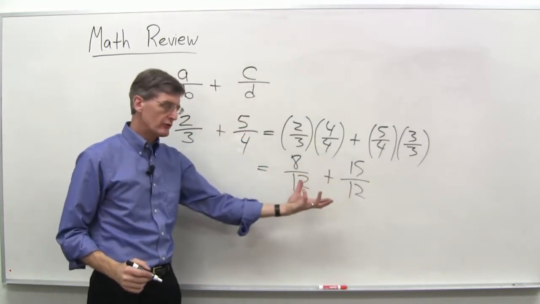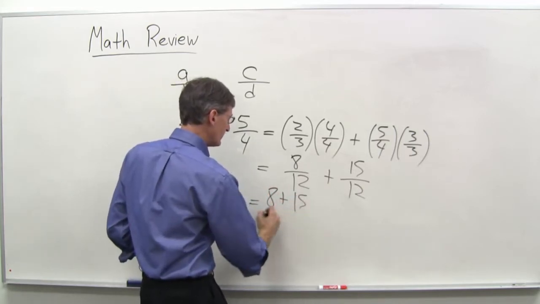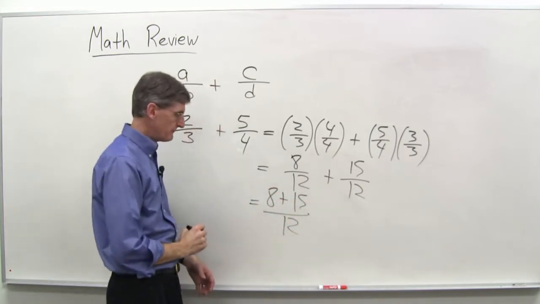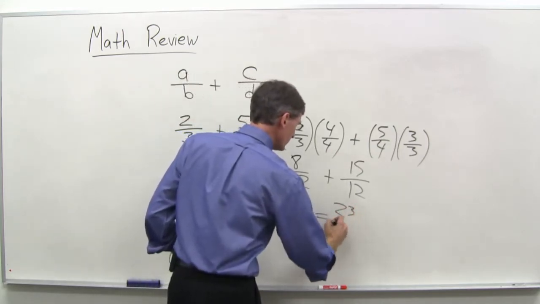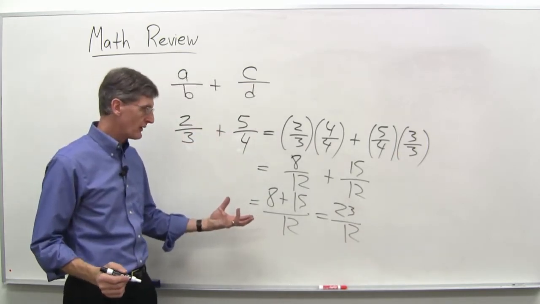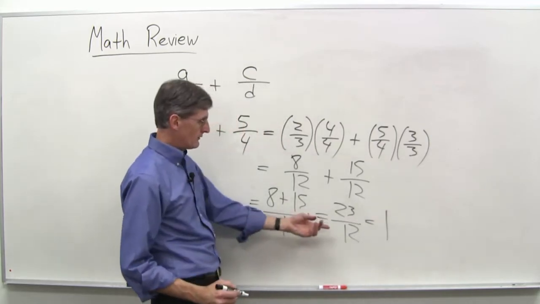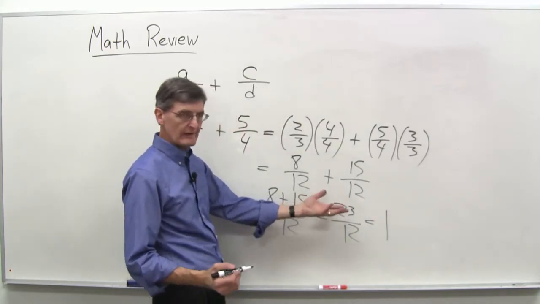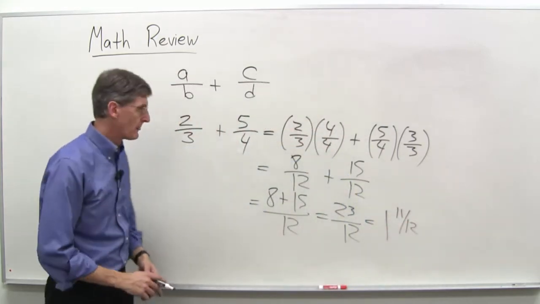So now we can combine those two fractions. It becomes 8 plus 15 over 12. And 8 plus 15 is 23/12, which we could just leave like that, of course, or we could write this equals 1, and because we got 12 in there, it looks like 11/12. 1 and 11/12 is our final answer there.